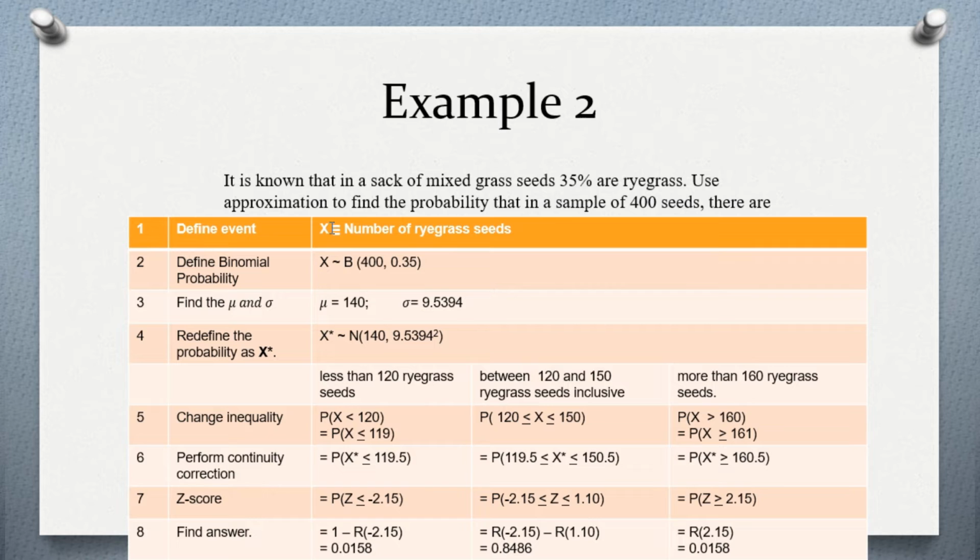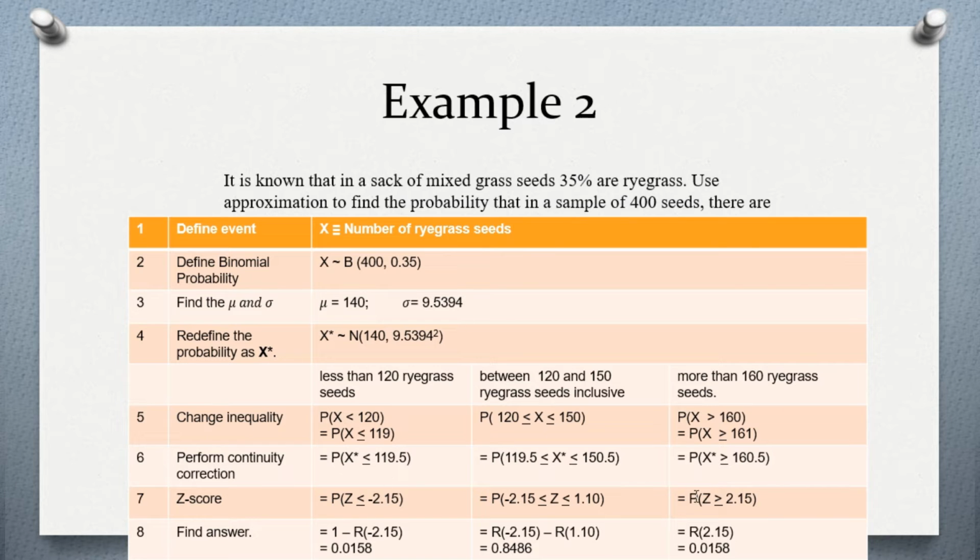Okay, so we will start off as I told you. Define the event first. Number of ryegrass seeds. Original distribution. N is 400. P is 0.35. Now you know, surely you must change, isn't it? You want to calculate 120 to 100. There's no way you can do it manually.